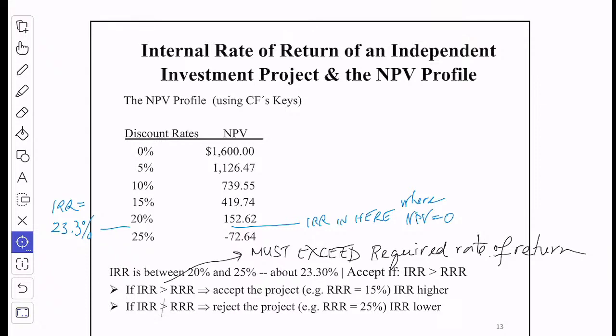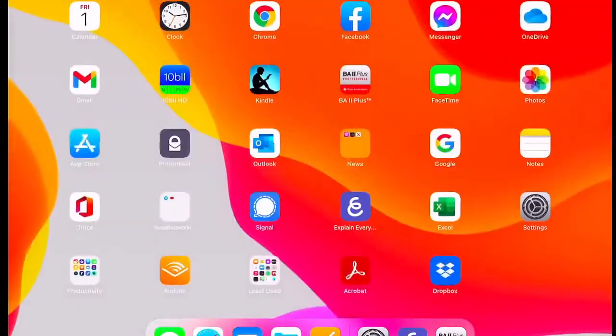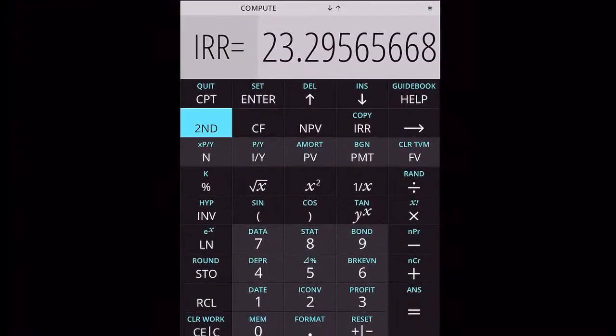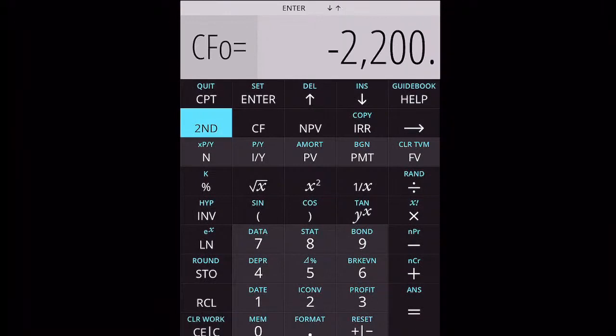So let's see. I'm going to put 0 and 5 in. So remember these numbers. This one was 1600 and this one was 1126. So 1600 and 1100. So I'm going to change. So these are my cash flows. They're in there already. So all I'm going to do is ask for NPV and enter different discount rates. So first 0, enter down, and then compute NPV. You see? Does that look familiar? That's the first number.